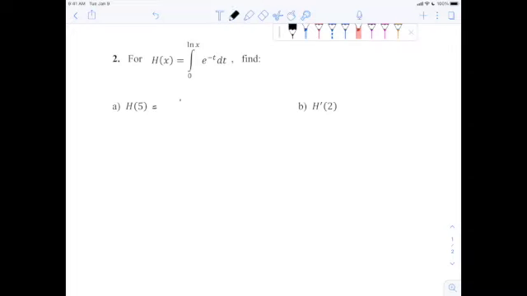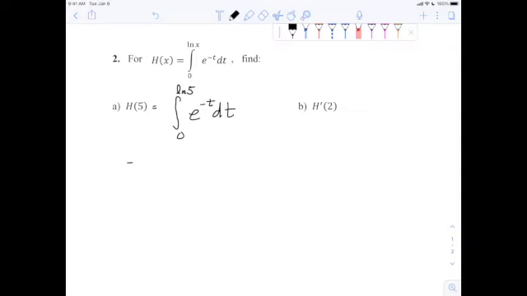So we are going to do the definite integral from 0 to ln of 5. So I'm replacing x with 5 of e to the -t dt. And now you've got to actually integrate that. That's how you're going to evaluate this and find the value of this, by integrating.